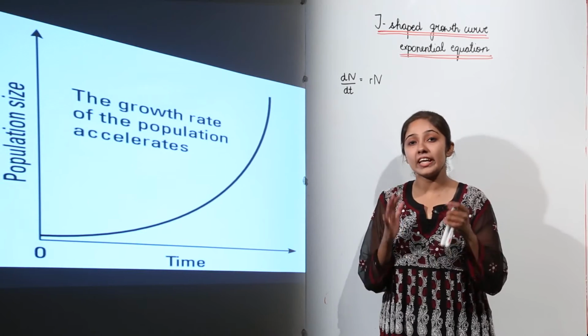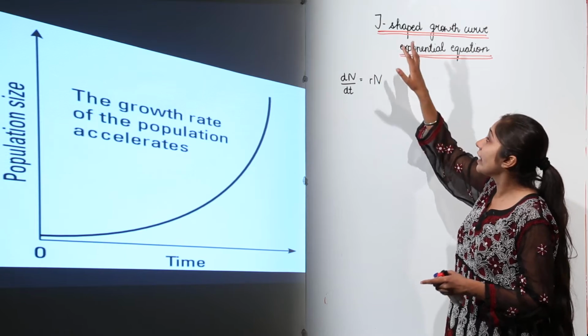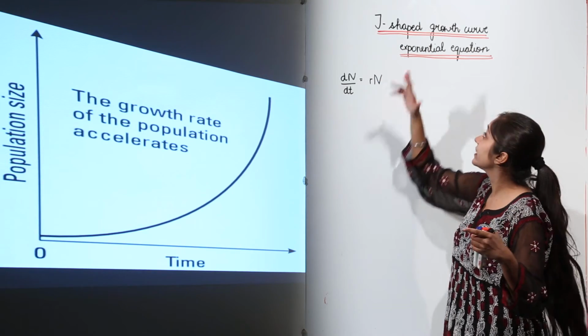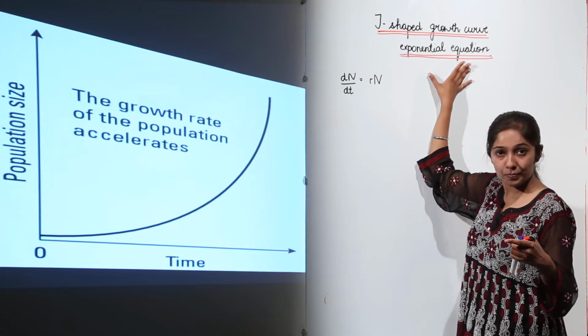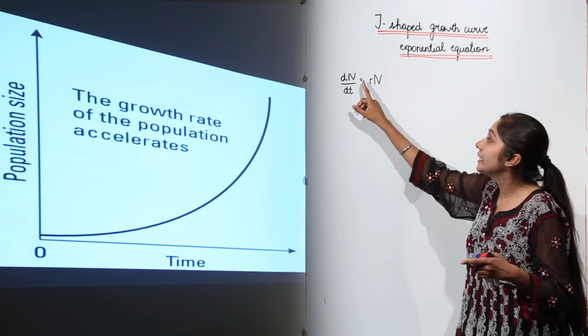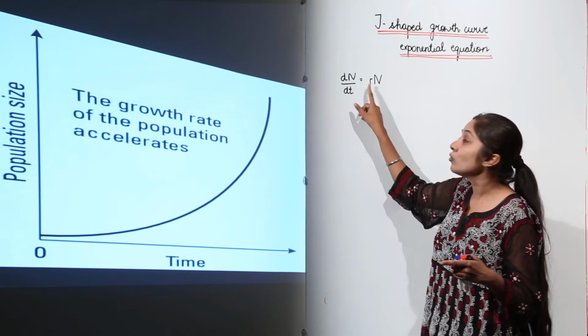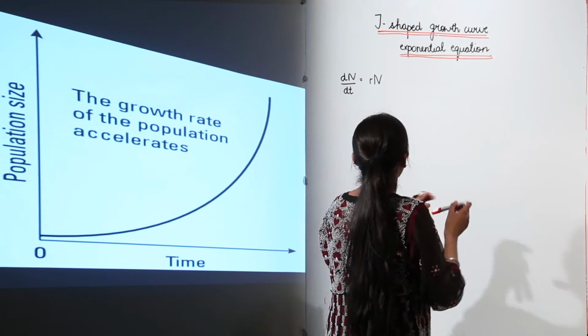After studying this J-shaped growth curve, we need to know how to represent this J-shaped growth curve in the form of an exponential equation. So the exponential equation for this J-shaped growth curve is dN/dt = rN. Let us see what these terms actually imply.